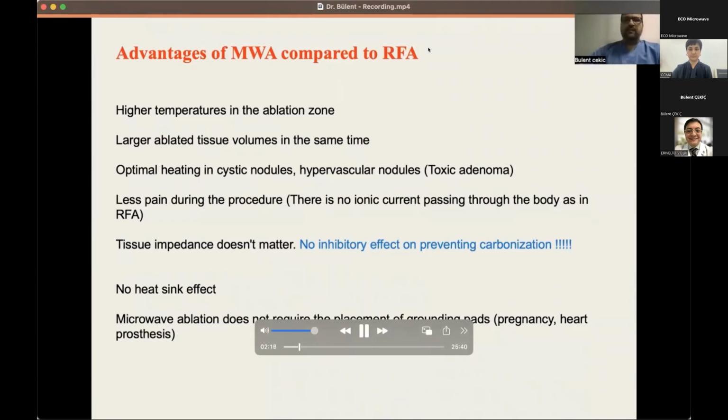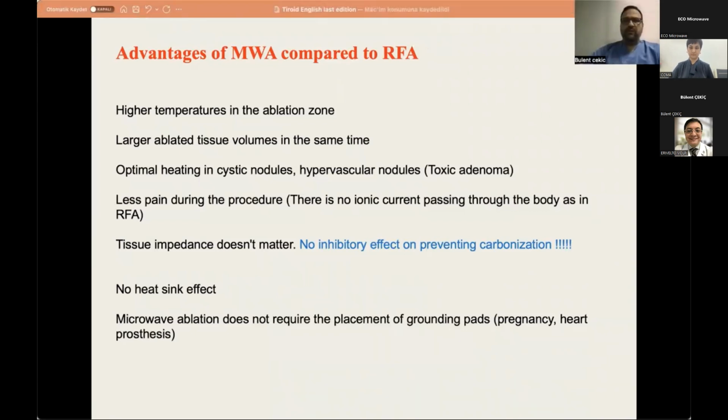Tissue impedance doesn't matter in microwave ablation, but we have no inhibitor effect on preventing carbonization in microwave ablation. Therefore, we must use low watts in microwave ablation, for example between 20 and 30 watts. We have no heat sink effect, and microwave ablation does not require the placement of grounding pads. Therefore, we can use it in pregnancy and hysterectomy.